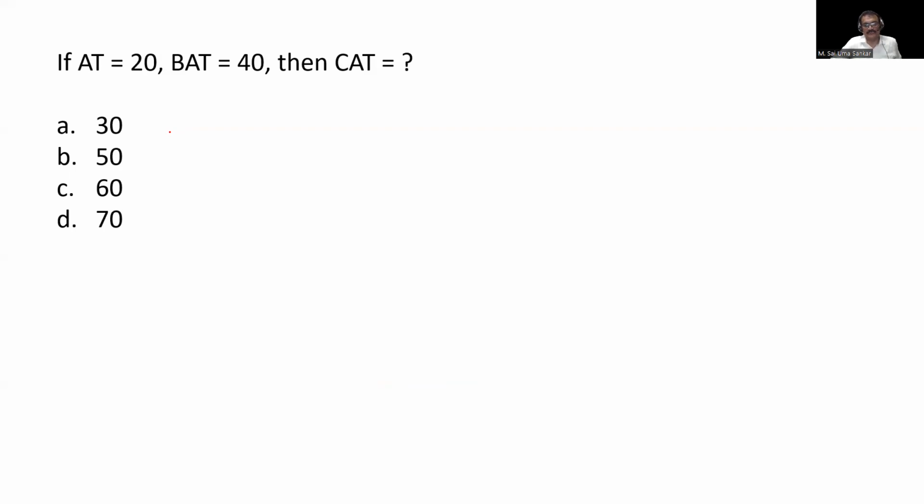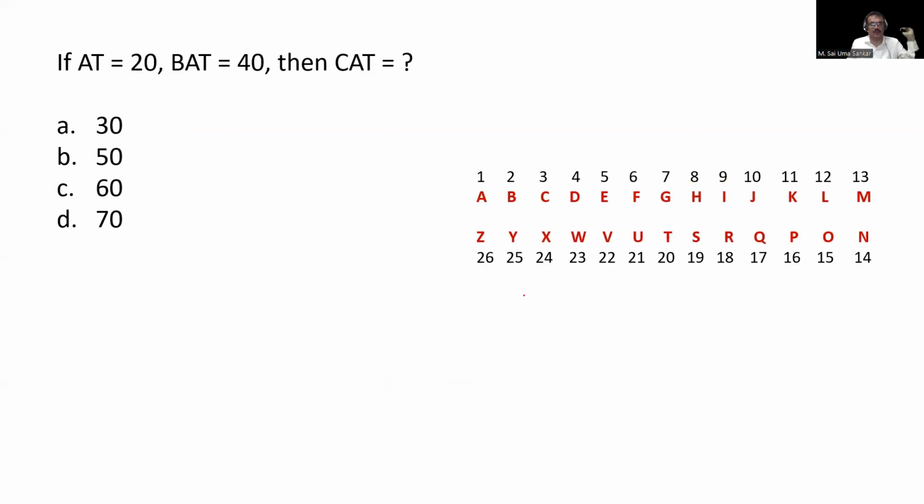AT is equal to 20, BAT is equal to 40, CAT is equal to how much? Here, what is the place value of A? That is 1. What is the place value of T? That is equal to 20. 1 into 20 is equal to 20. Now you will check whether this logic is satisfied in BAT or not. B is 2, A is 1, and T is 20. 2 into 1 into 20, 40. So what is CAT? This is 3, A is 1 and T is 20. What is the product? 3 into 1 into 20, 60. Option C is the correct answer.